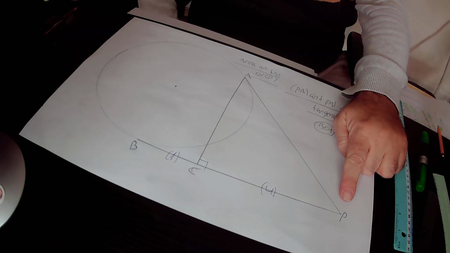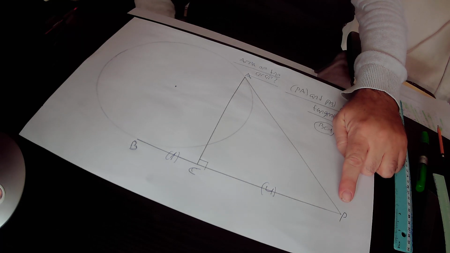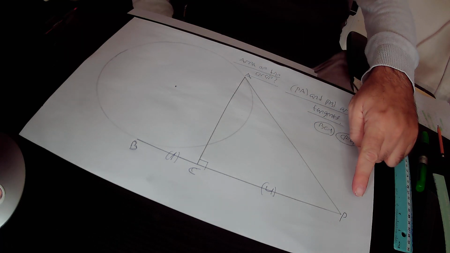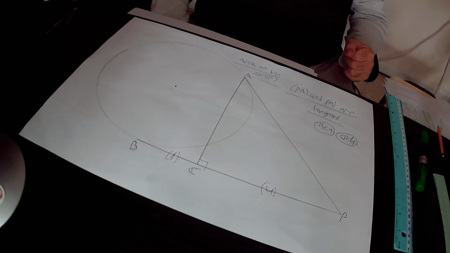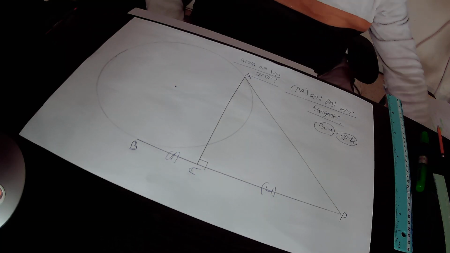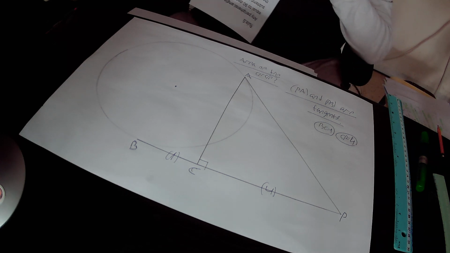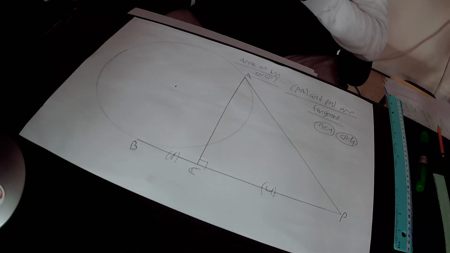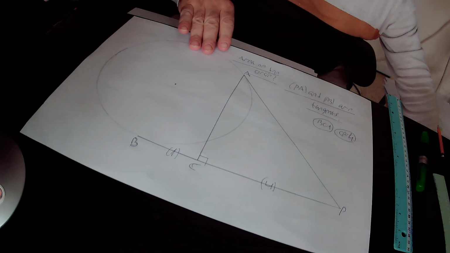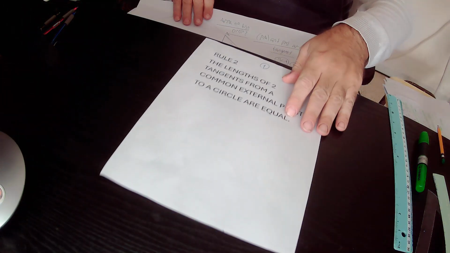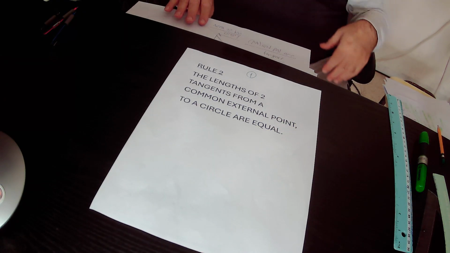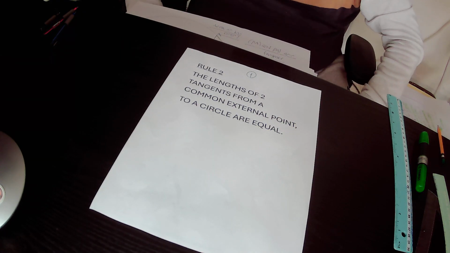In addition, this is the exterior point P. From this exterior point P, we have 2 tangents to this circle, tangent PA and tangent PB. And according to rule 2, they are equal to each other. Please click on rule 2. According to rule 2, the lengths of 2 tangents from an exterior point to a circle are equal.